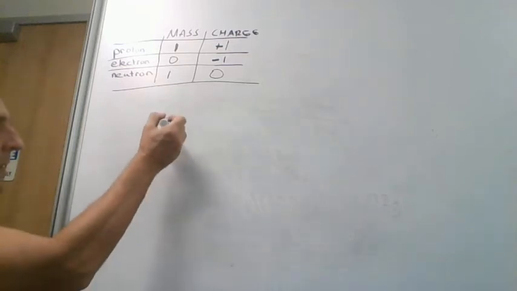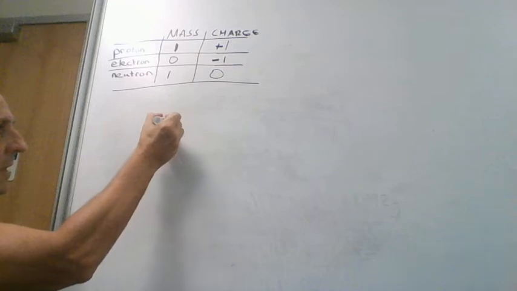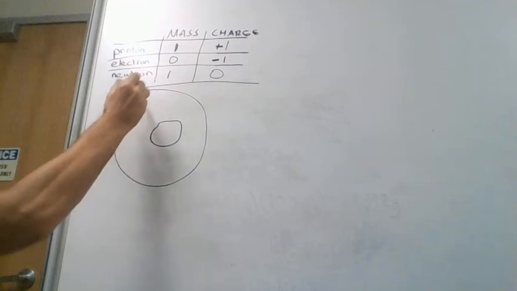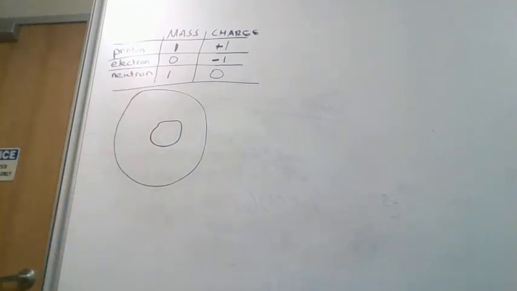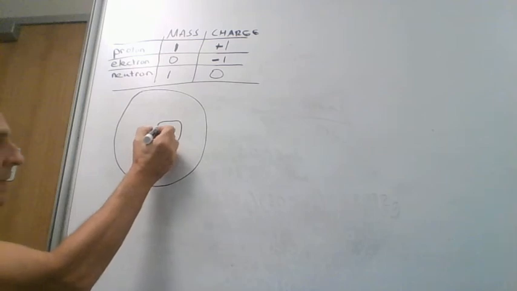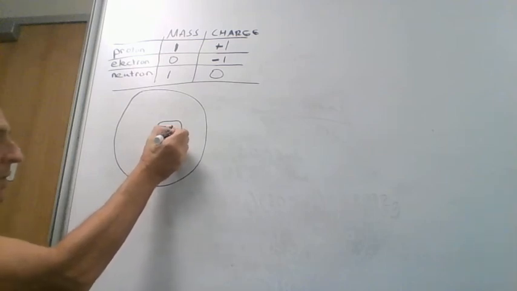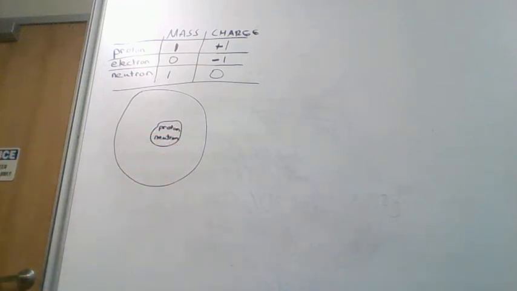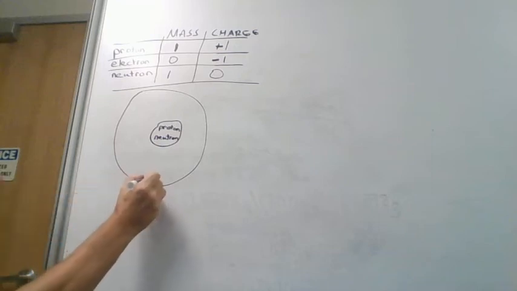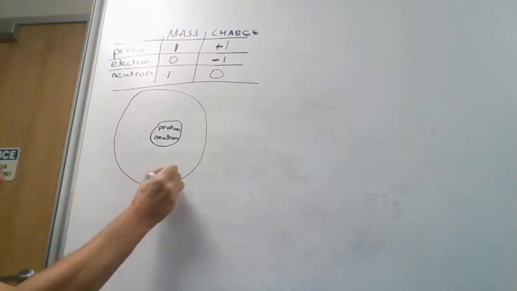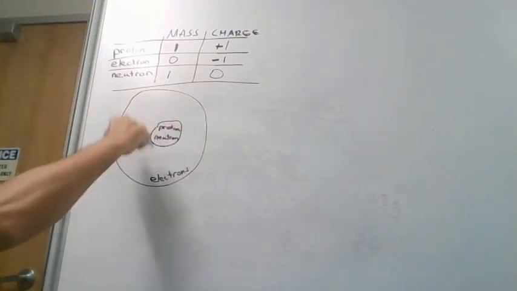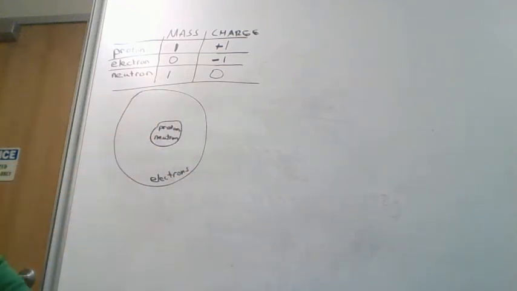Where these reside within the atom: if we look at an atom and we have a nucleus inside the atom, and this is way off scale, but you have a much bigger area outside, the proton and the neutron both sit in the nucleus of the atom. So they're in the central part of the atom. Then in this outer area, the electrons are out here outside of the nucleus. So you have the proton and neutron sitting in the nucleus, and then you have the electrons orbiting outside of the nucleus.